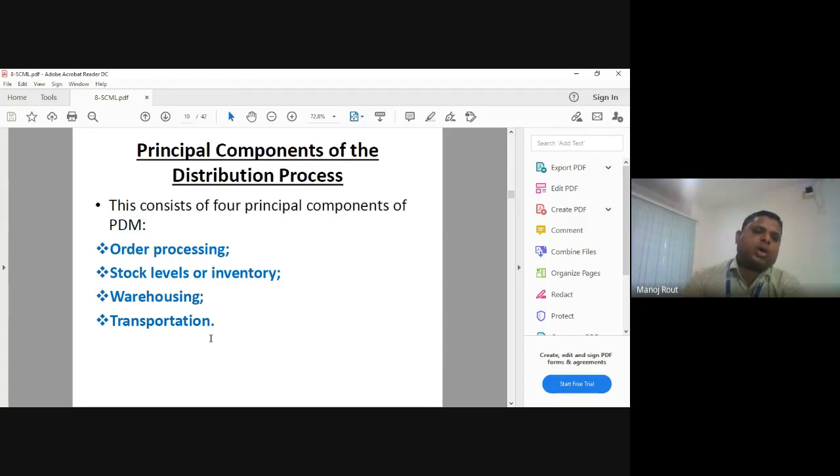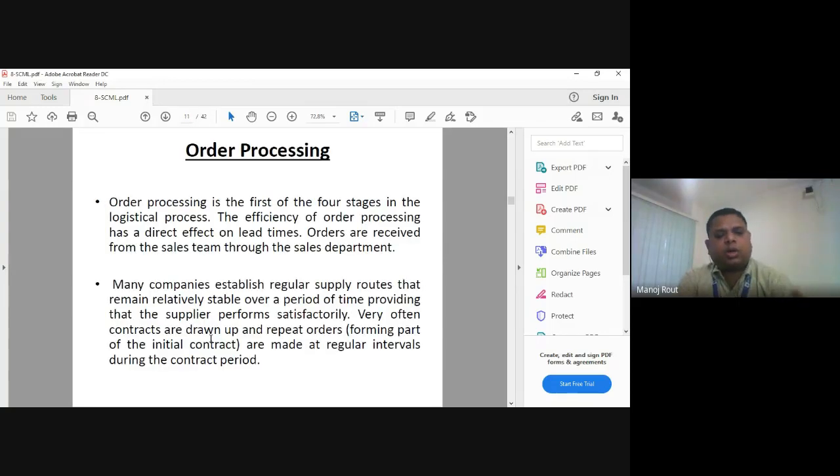If you go to the first one, the ordering process, it is the first stage in the logistical process. The efficiency of the ordering process has a direct effect on lead times. As you know, lead time is the time between the start and the end of the process. In logistics, as far as physical distribution is concerned, efficient order processing has a direct effect on lead times. The orders are received from sales teams through the sales department.